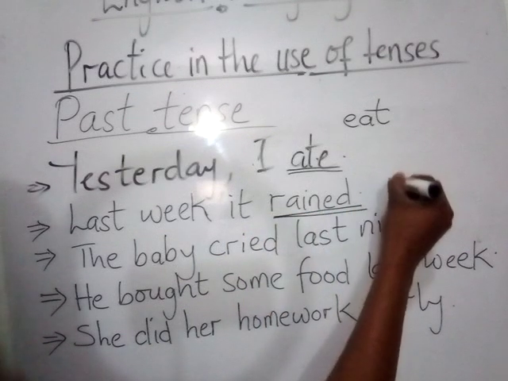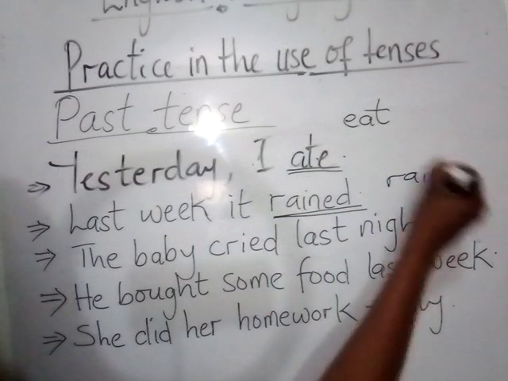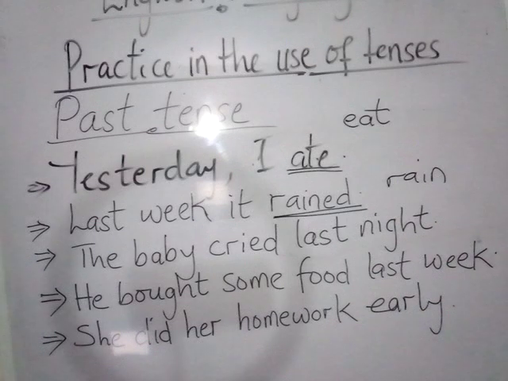Yesterday I ate. Last week it rained. The present tense form of rained is rain. It may rain. It will rain. It rains. But the past tense is rained.